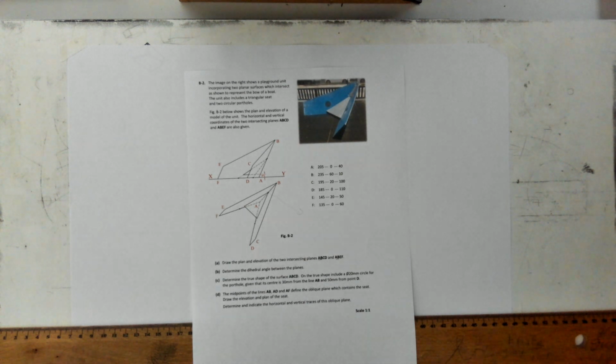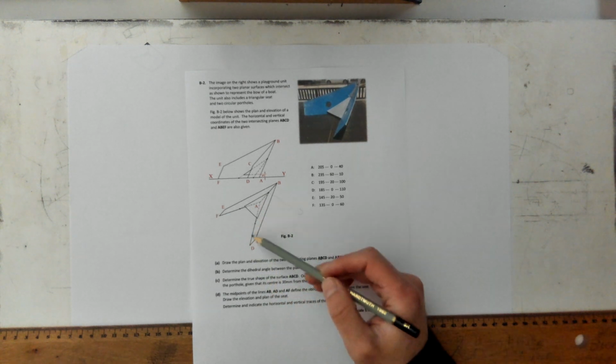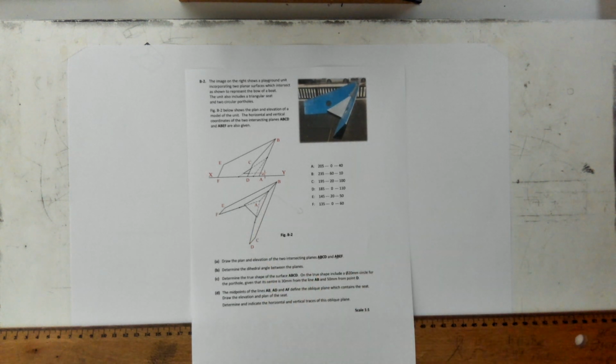Part C then, determine the true shape of the surface ABCD. On the true shape include a diameter 20mm circle for the porthole, given that the centre is 30mm from the line AB and 50mm from the point D. So basically we're going to have to find the true shape of that surface there. In order to get a true shape we'll need to find the true length of all the sides. And then using that information, we'll be able to draw the porthole measuring 30mm from the line AB and 50mm from point D.